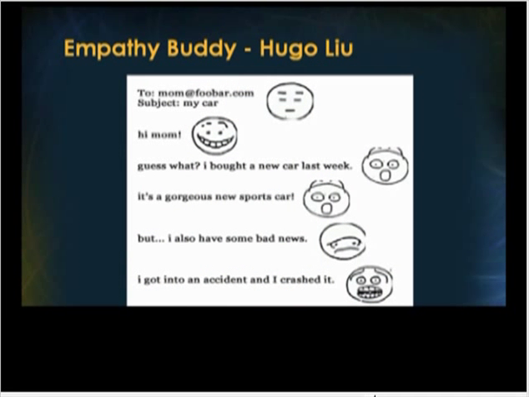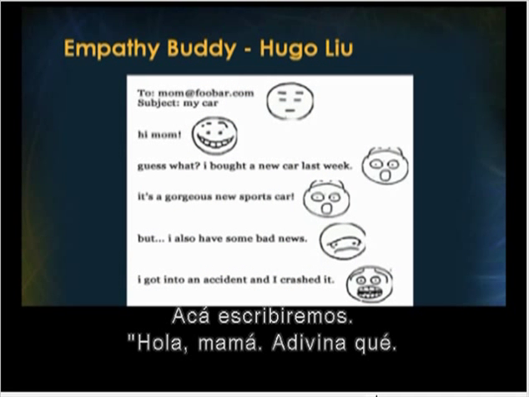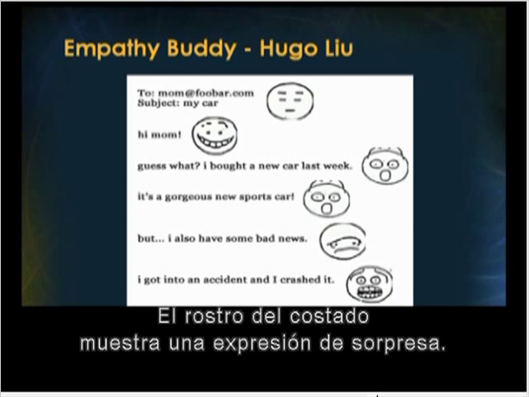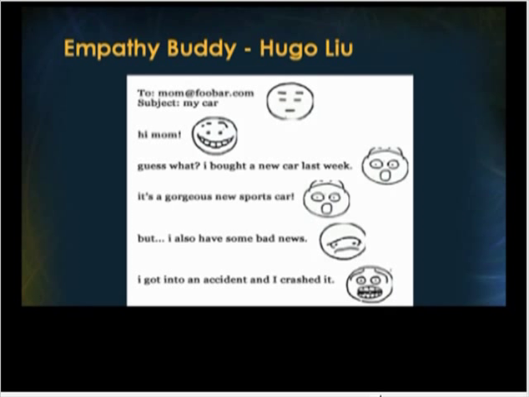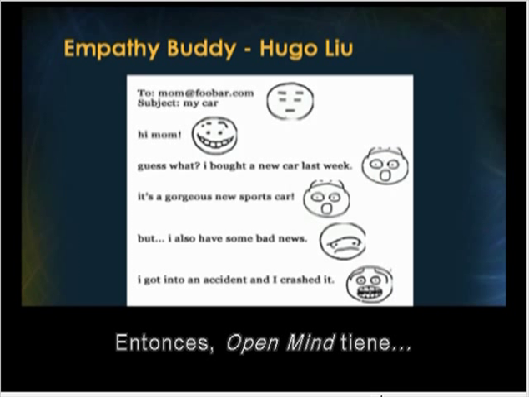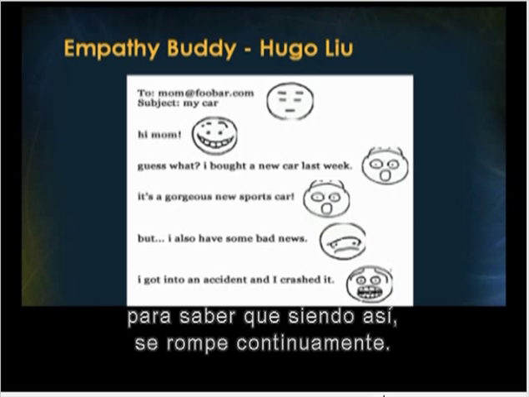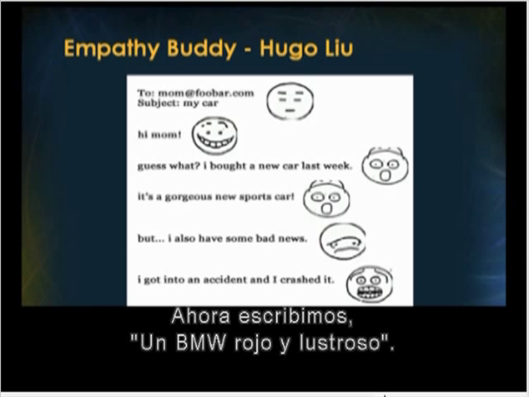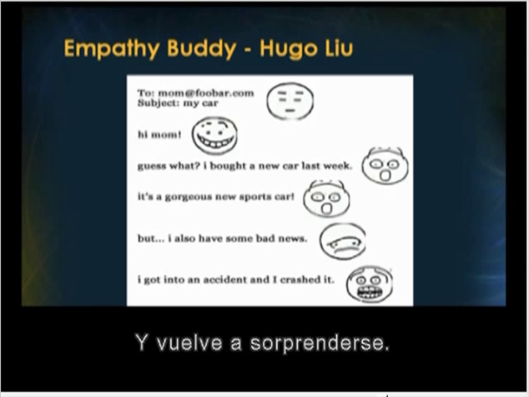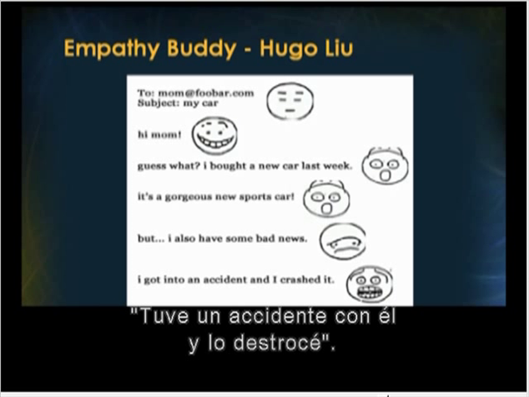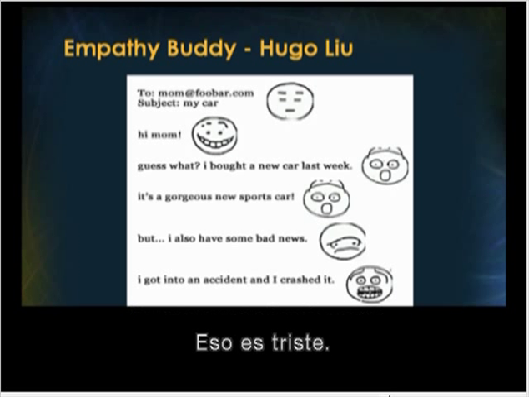Okay, so here we're typing, hi mom, guess what? I bought a new car last week. And the face on the side shows an expression of surprise. The car was a lemon. Okay, and now it turns to anger. So OpenMind has the knowledge that a lemon is a car that's always breaking down. And now you type a shiny red BMW. Okay, and you see it get surprised again. Okay, now, but I got into an accident with it, and I wrecked it. And that's sad. And that's shocking. Okay.